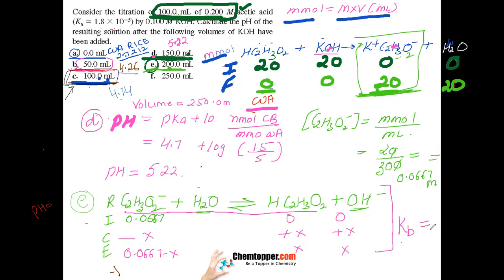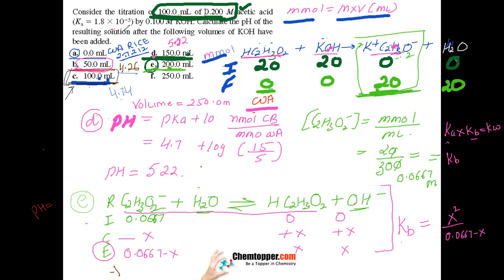And Kb is equal to the concentration of this times this divided by this equilibrium concentration. So that is x squared over 0.0667 minus x. But where is Kb? Is it given to us? No. How to know Kb? Do you remember this equation, children? Ka times Kb is, any one of you? Kw. So what is Kb for the conjugate acid-base pair? These are conjugate acid-base. This is the acid and this is the conjugate.